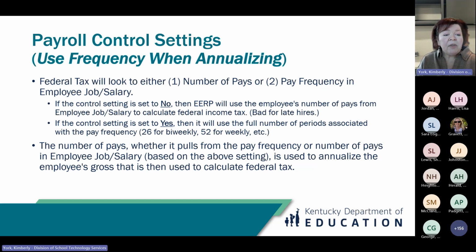So federal tax will look to either 1, the number of pays, or 2, the pay frequency in employee job salary. If the control setting is set to no, then EERP will use the employee's number of pays from employee job salary to calculate the federal income tax, which can be bad for late hires. If the control setting is set to yes, then it will use the full number of periods associated with the pay frequency, 26 for biweekly or 52 for weekly, etc. The number of pays, whether it pulls from the pay frequency or number of pays in employee job salary based on the above setting, is used to annualize the employee's gross that is then used to calculate the federal tax.